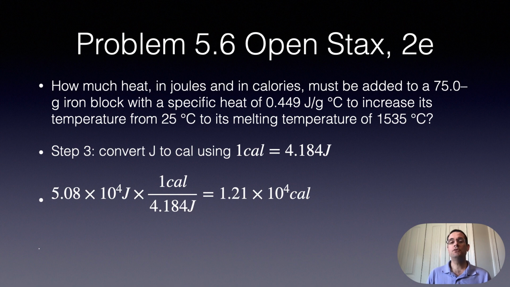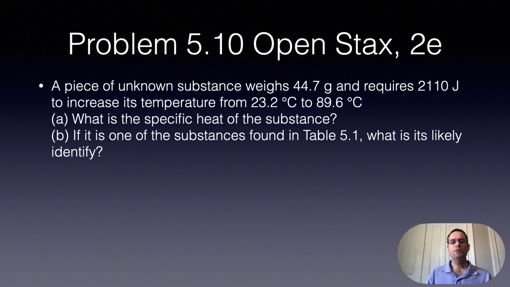Okay, so you should use dimensional analysis to show the conversion because it's hard to remember if you should multiply by 4.184 or divide by 4.184, okay? And the final answer again has 3 sig figs because every value in this word problem has 3 sig figs. We've got 75.0, 0.449 joules, and remember the delta T was 1,510, which is 4 sig figs, okay? All right, let's do another problem.